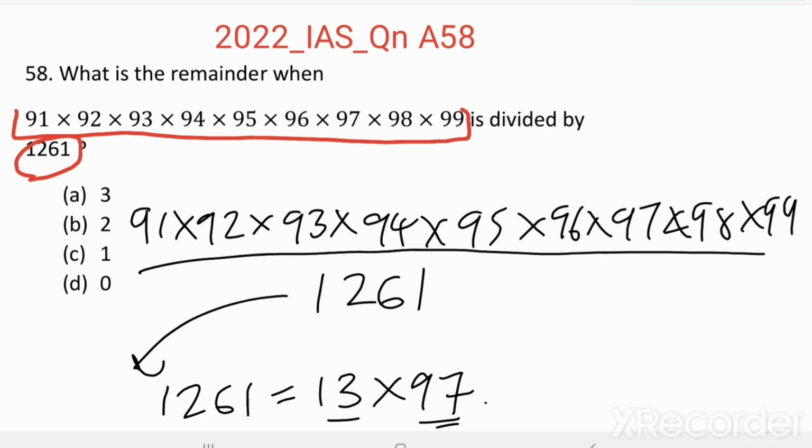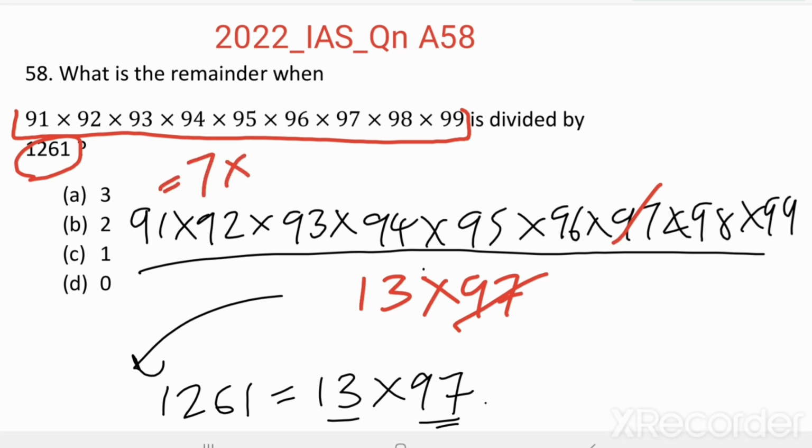Then instead of 1261, let us write 13 × 97. This 97 cancels. 91 equals 7 × 13, so this 13 also cancels. That means this product is exactly divisible by 1261. The remainder is 0. Option D is the right answer.